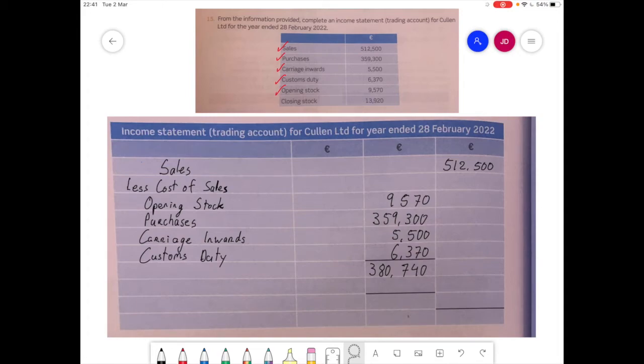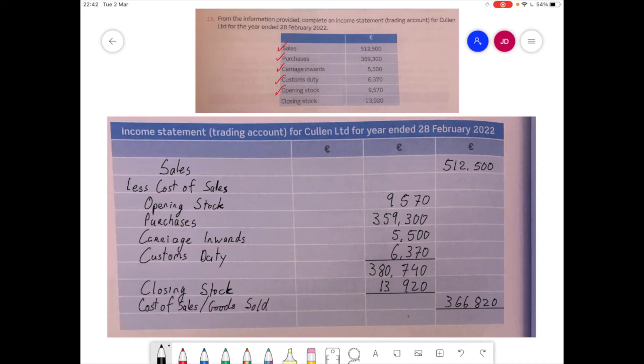The thing is, was all this sold in this particular year? No. Every year there's going to be stock left over that you didn't sell that you're going to sell next year, and that's what we call our closing stock. It will become part of next year's accounts. So I'm going to take away my 13,920 there. 380,740 take away 13,920 is going to give me a total of 366,820. That figure is what we call our cost of sales or our cost of goods sold, either or.